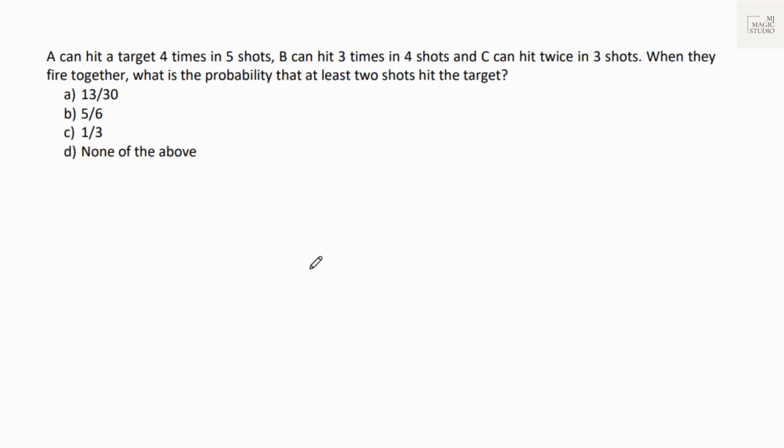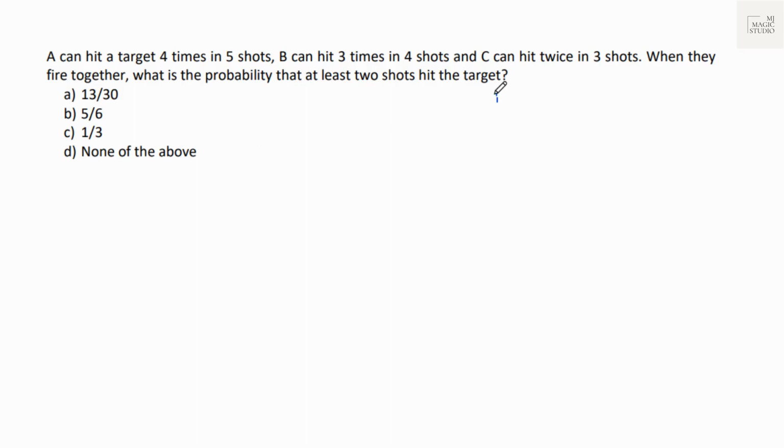One of the important and favorite questions from TCS Digital and other company specific drives also, and this is based on independent events. We know how to solve this. Let's do it quickly. A classical question from independent events.